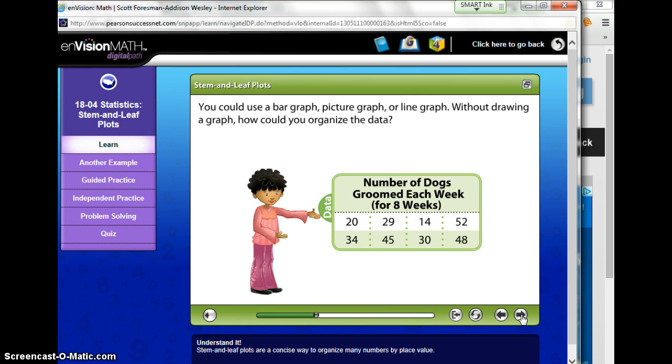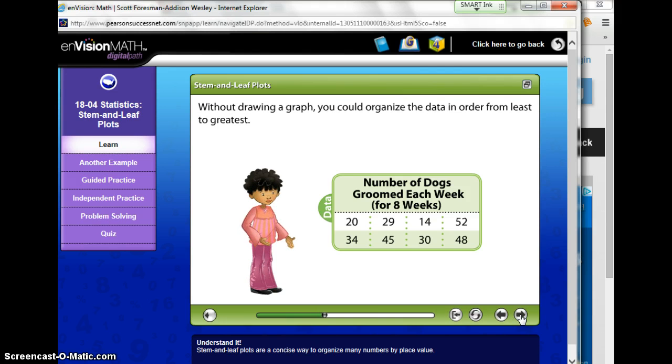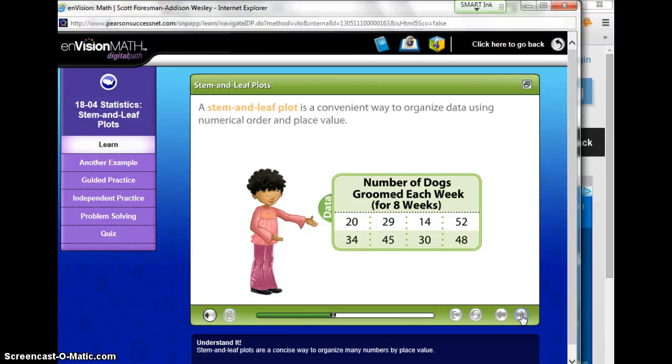So today we're going to learn about stem and leaf plots. We've already talked about bar, picture, and line graphs. Without drawing a graph, we can actually order these numbers from least to greatest, right? You could probably whip that out in 20 seconds. Well, today that's important. You're going to have to put these numbers in front of you in order from least to greatest, and you need to make sure you don't miss one. So it's always a good idea once you've used a number to cross it out today.